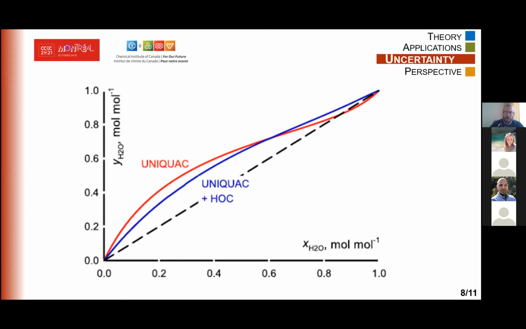However, if we simulate the equilibrium with the UNIQUAC model, the red line, we see that the system forms an azeotrope, more or less here. Do you see my other pointer? More or less here. Okay. Around a liquid mole fraction of water of 0.85. This azeotrope does not exist in nature.